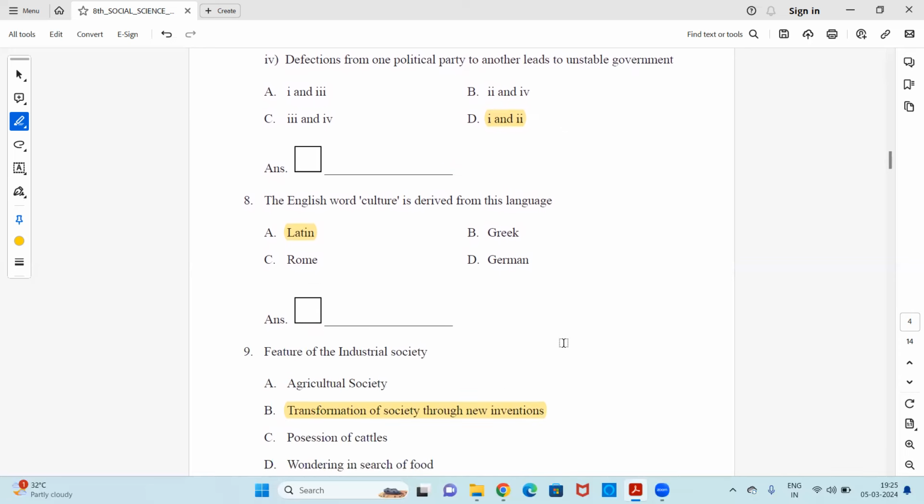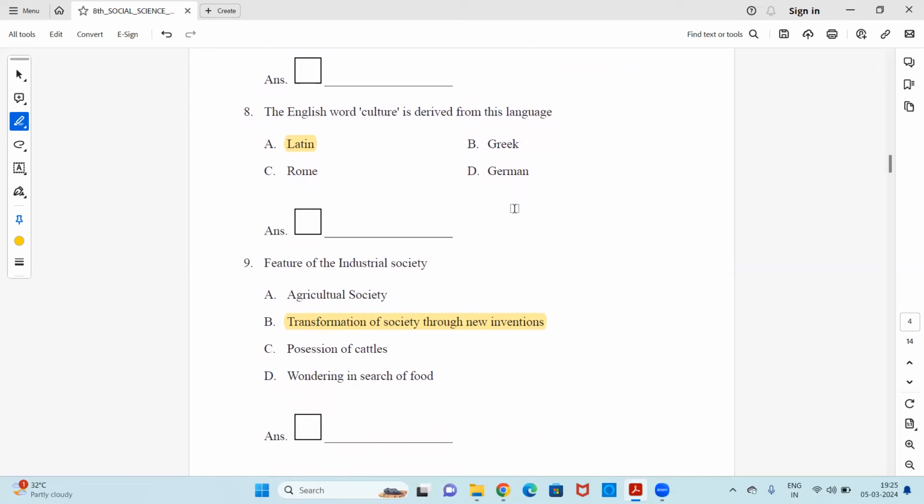Next, the English word culture is derived from this language. The languages are Latin, Greek, Rome, or German? And the right answer is Latin.